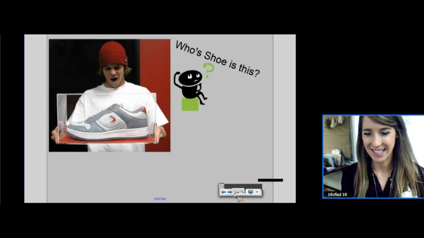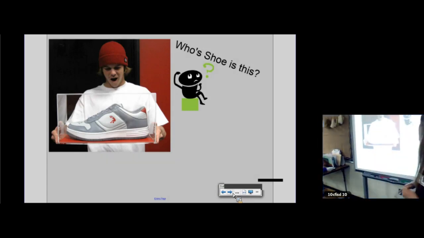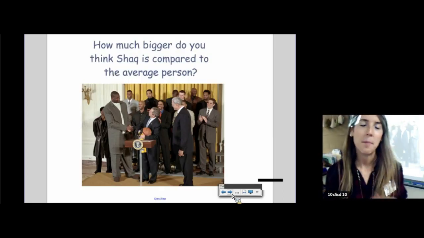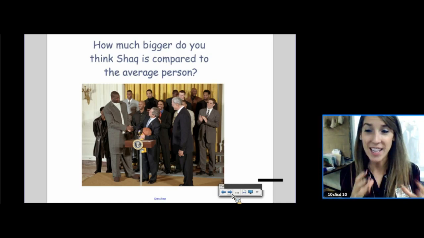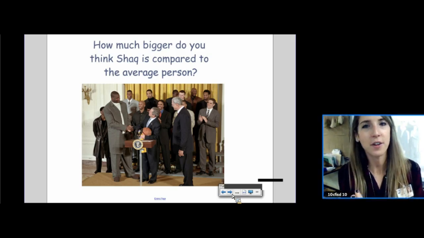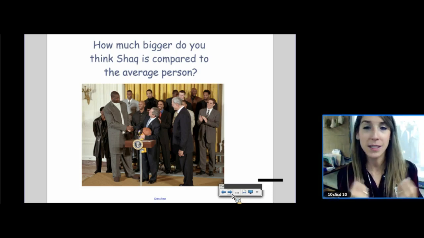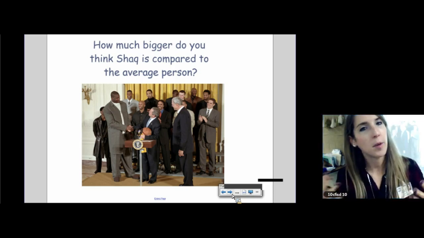Whose shoe is this? You got it. Shaquille O'Neal's shoe. Yes, it is. So, we're unfortunately not going to be able to watch the video. But if we were wondering how much bigger Shaquille O'Neal's shoe is than the average person's shoe is, we would be comparing them. We'd be comparing the shoe sizes. And that's what similarity and ratios are all about. Comparing. How much bigger is it?